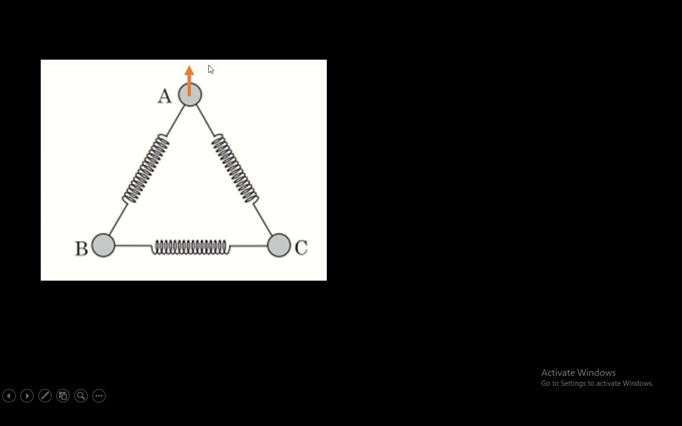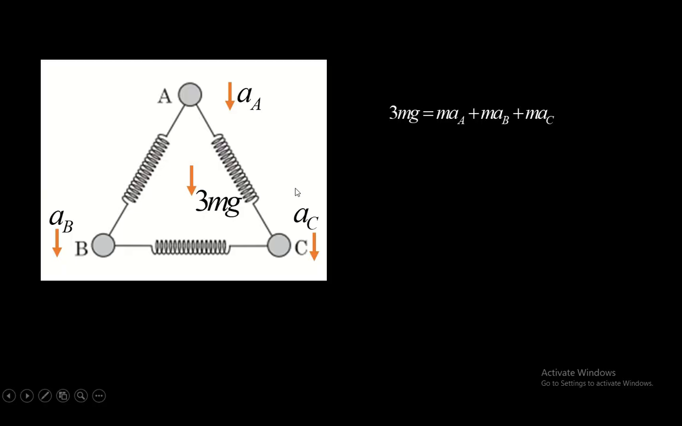Ball A is hung via a string. The whole system has a mass of 3m, and the tension in this thread will obviously be 3mg to balance the system. When the thread is cut, the tension becomes 0. The whole system starts to fall, and let the accelerations be aA, aB and aC. Now if we write the equation for the whole system, the external force 3mg is equal to the summation of m·a of every ball.